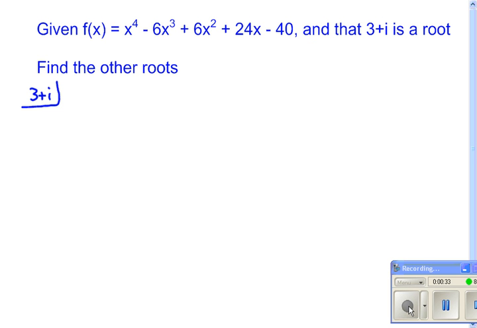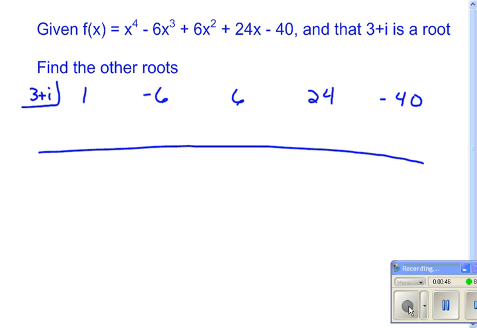So we're just going to write down our coefficients and spread them out a little bit. So 1, -6, 6, 24, and -40. Leave a space and draw a line. The first step is to bring down the 1. To get back up over the line, you multiply by the corner. So 1 times 3 plus i is 3 plus i.